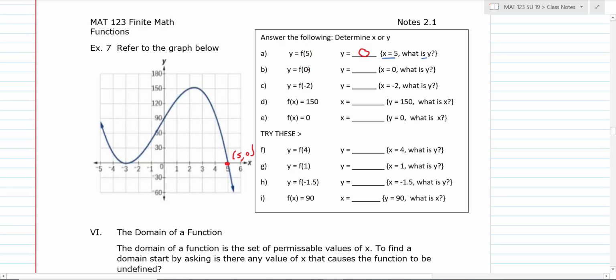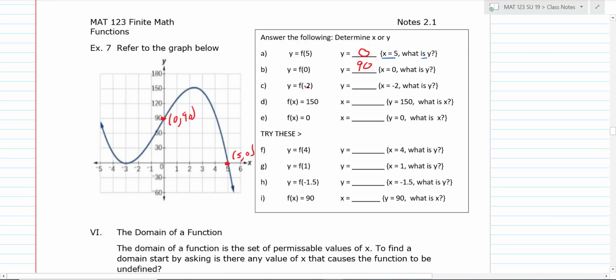Okay, this is f of 0. That means if x is 0, what is y? So you go to where x is 0, go to the graph, and that y value is 90. Okay, so you have the point (0, 90). That means f of 0 is 90. If I'm asking for a function value, I'm asking for a y value.